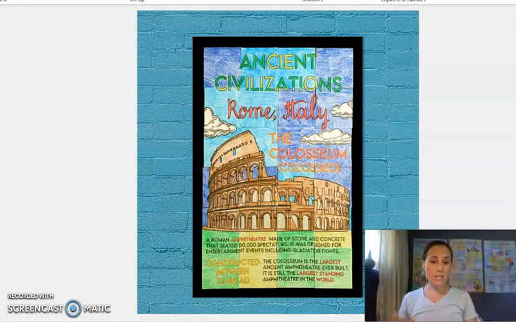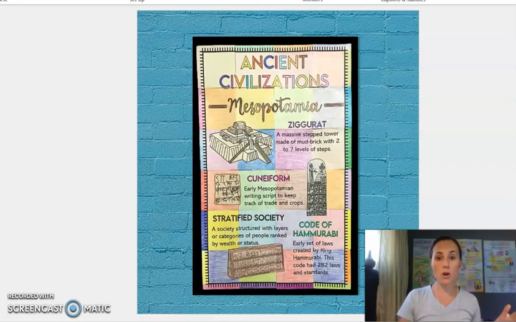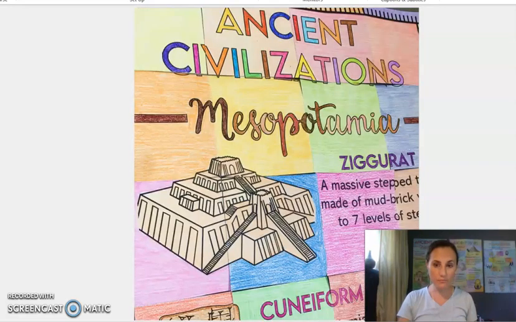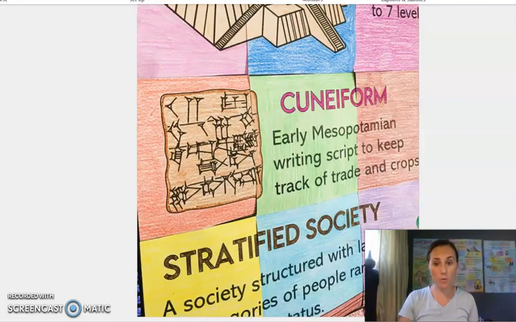So, ways that you can use this. If you have a sub and you're looking for a quick entry task or something that can be used for team building, this is a great poster idea. Here's one I've got for Mesopotamia. You could use this as an anchor chart, as a reference that you can continue to refer to as you're learning about Mesopotamia. So again, this is a great wall display.